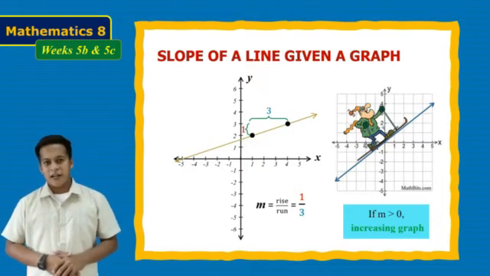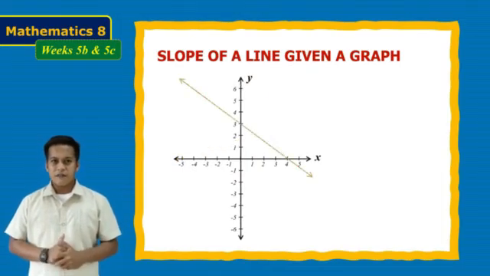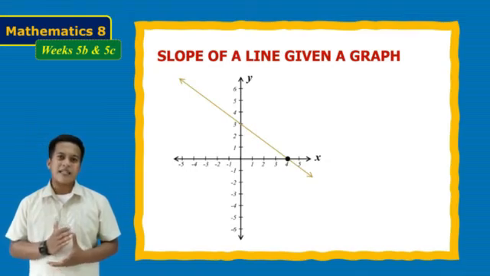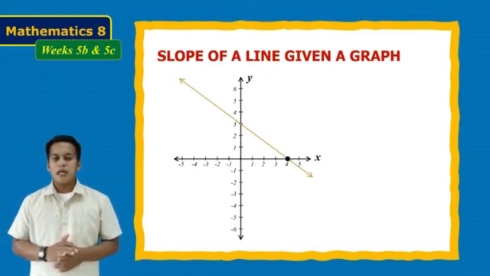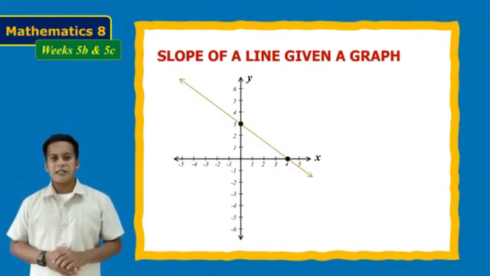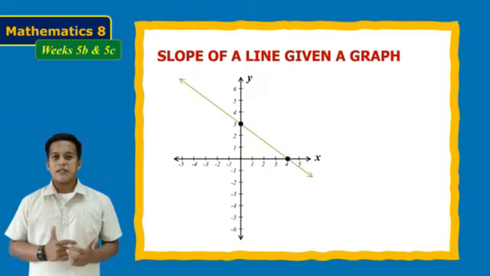Take a look at the next graph. In this graph, we can identify the x and y intercepts. The x-intercept is 4. It informs us that the graph intersects the x-axis at (4, 0). The y-intercept is 3. It tells us that the graph intersects the y-axis at (0, 3).